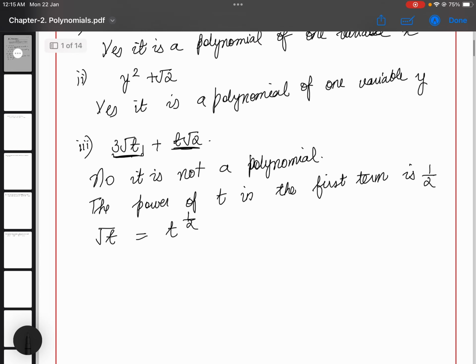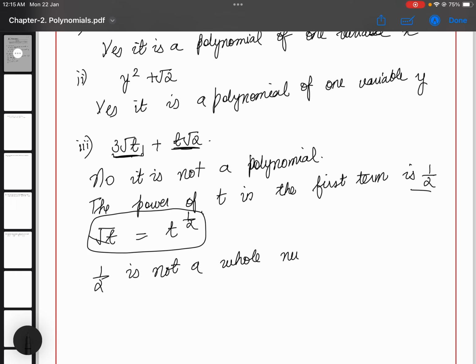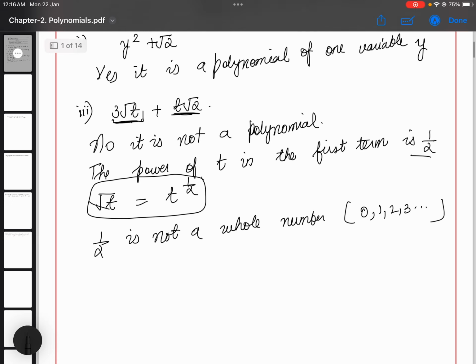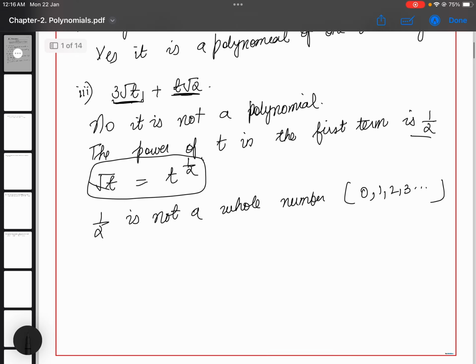You don't have to write this, but I'm just making you understand. So the power of t in the first term is half, and half is not a whole number. Whole numbers are those numbers which start from 0, 1, 2, 3, and so on. Clear? So in the whole numbers, there's no half. In order to understand more of this, go and watch my intro video.